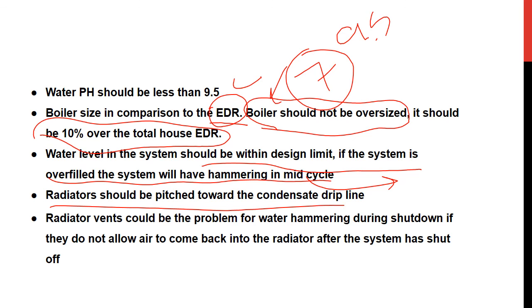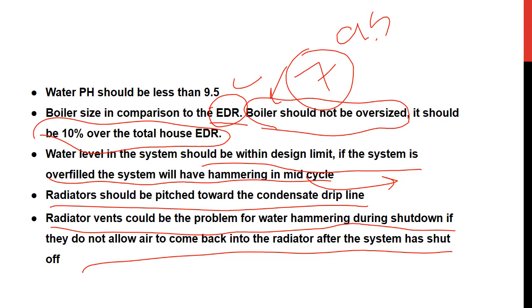Radiator should be pitched toward the condensate drip line. Makes sense. Radiator vent could be the problem. If that vent is not functioning, then probably it is not letting air out, so that will throw off the system balance and you will have some more steam generated in the system, and you probably will have some water hammering.